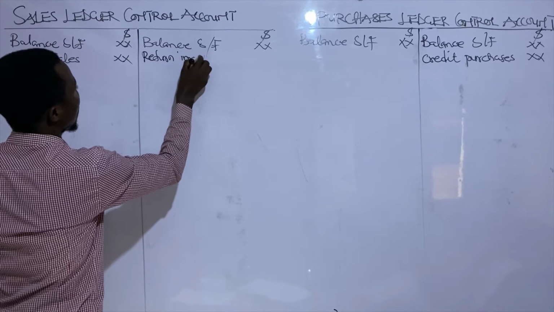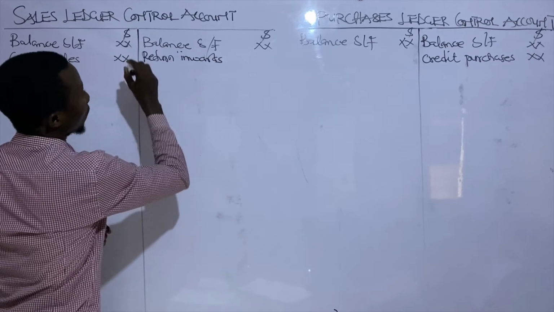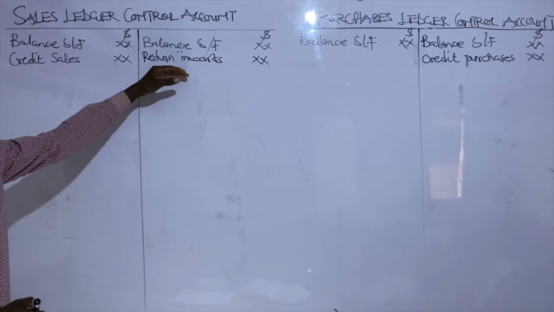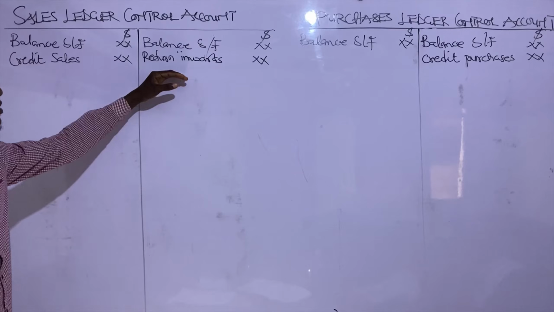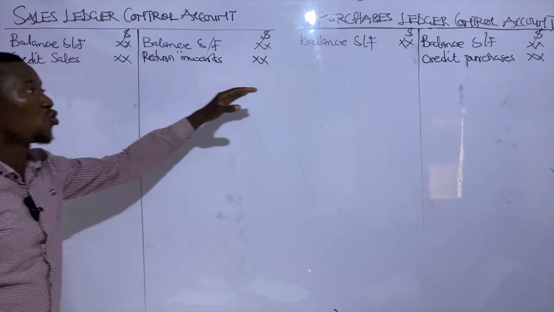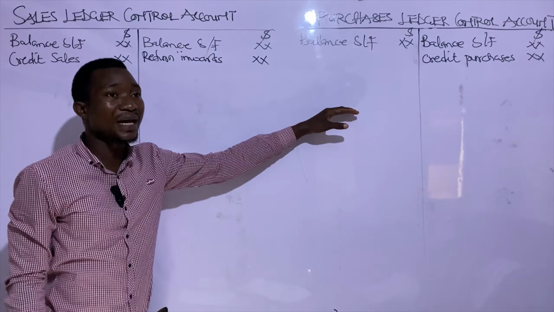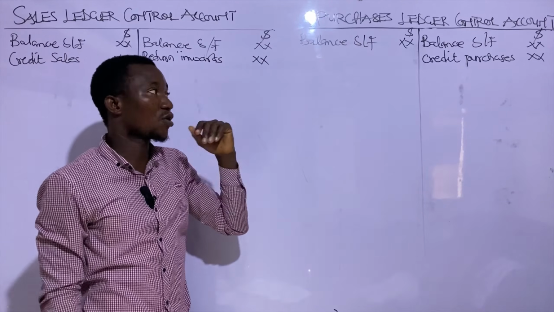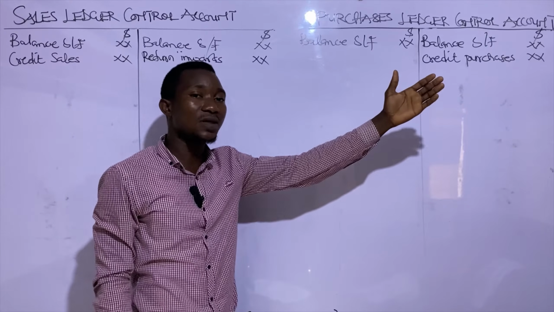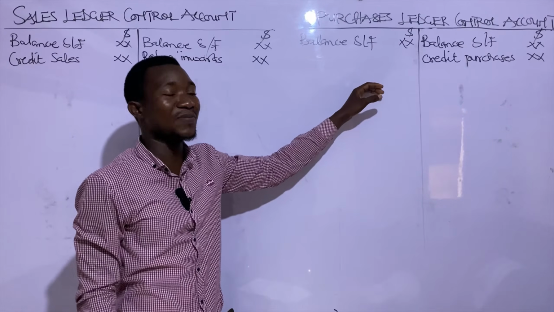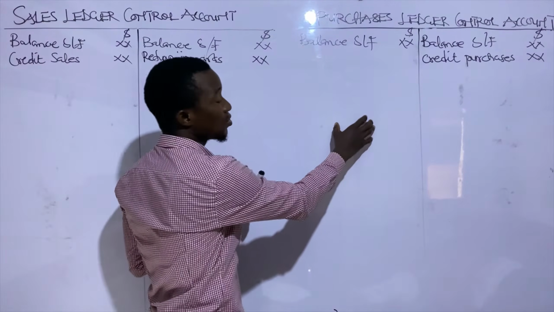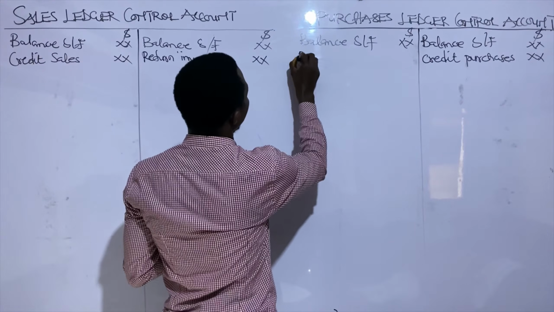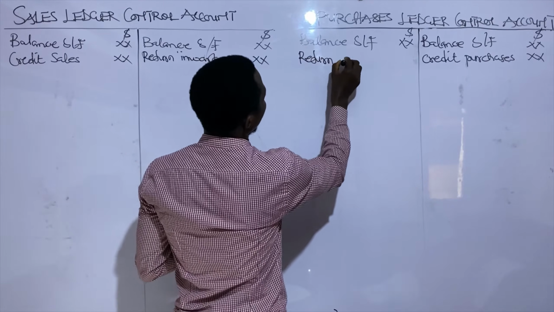Return inwards over here. If return inwards is recorded at the credit side of this account, then return outwards will be recorded at the debit side. Return outwards is when businesses return goods to its suppliers or creditors. And when the business returns goods to creditors, it reduces the creditors balance. So any item that reduces the creditors balance should be debited. So we have return outwards.